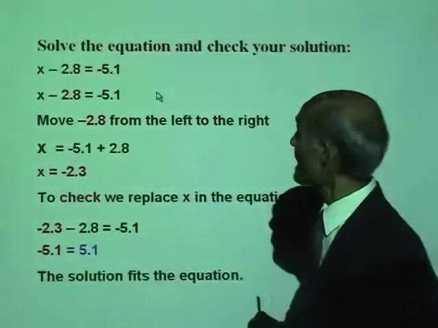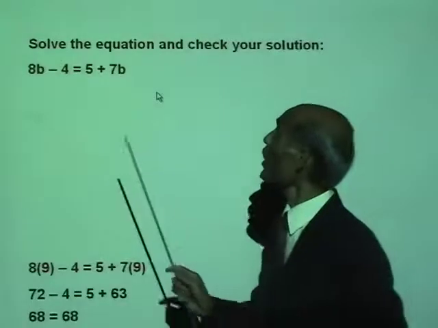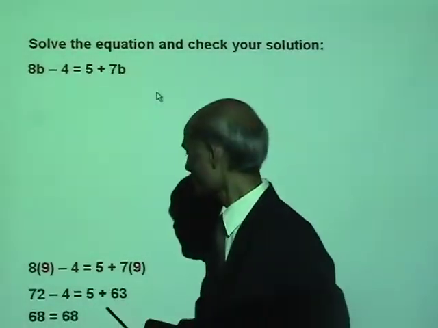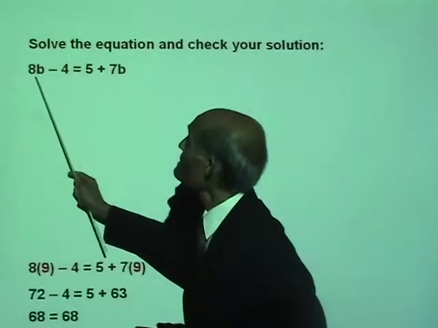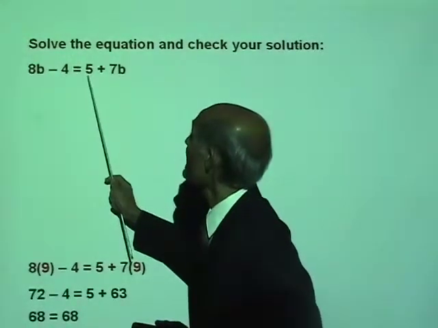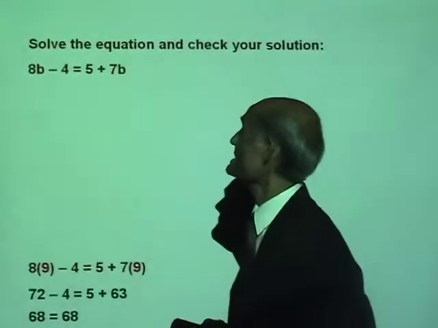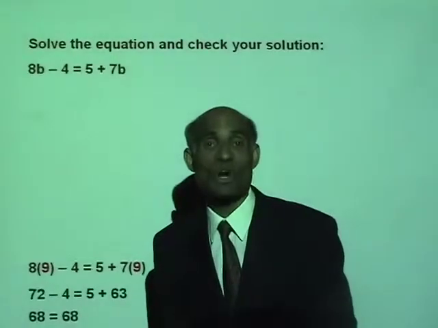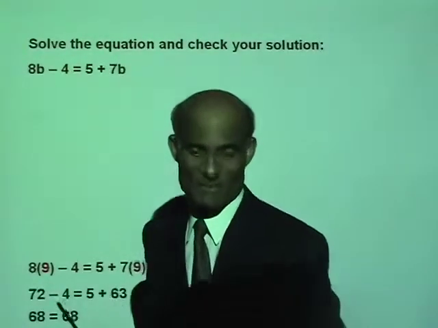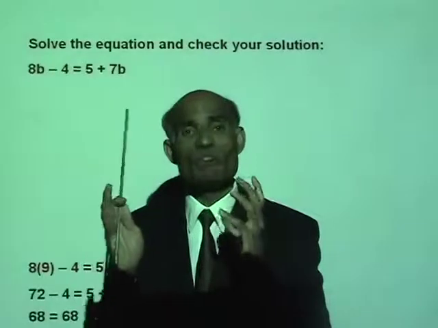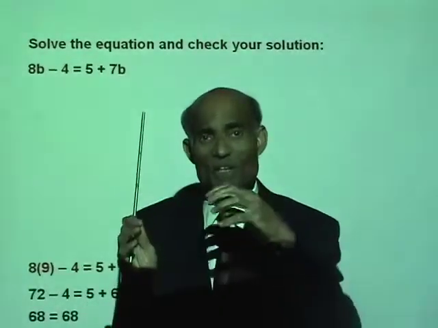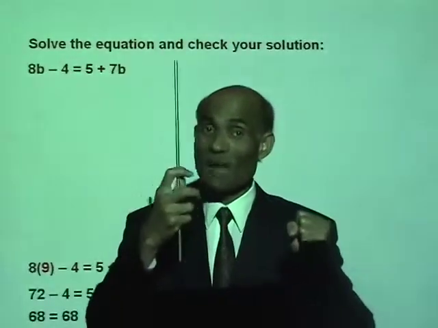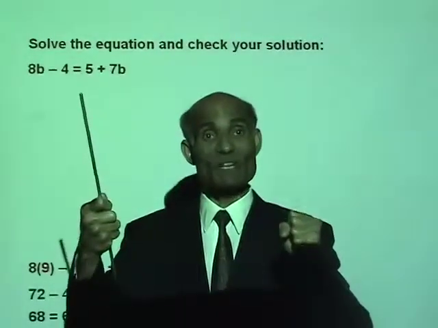Okay, let's try another one. Solve the equation and check your solution. 8b minus 4 equal to 5 plus 7b. Tell me, what will you do to solve this equation? The method is move variables such that the terms in variables will be all on the left side and the numbers will be on the right side.